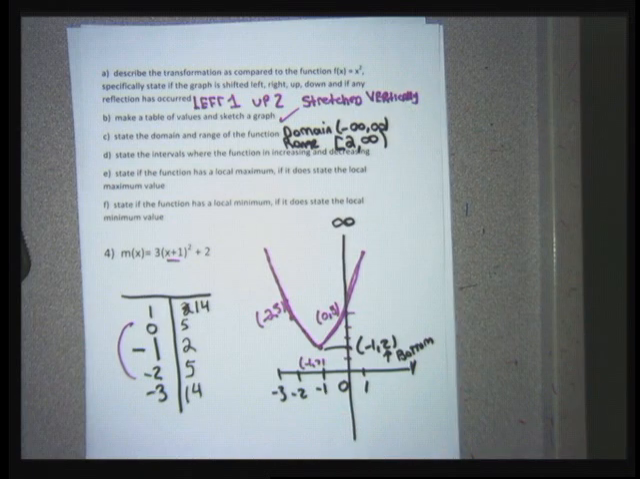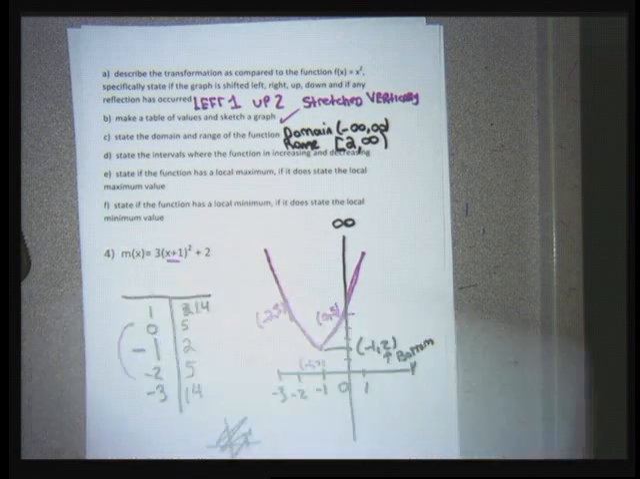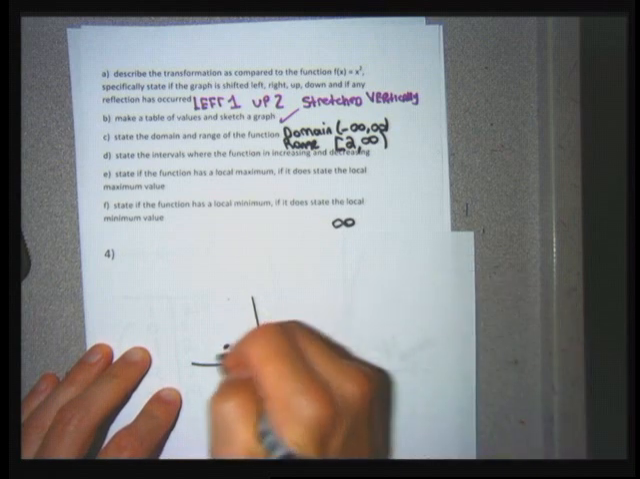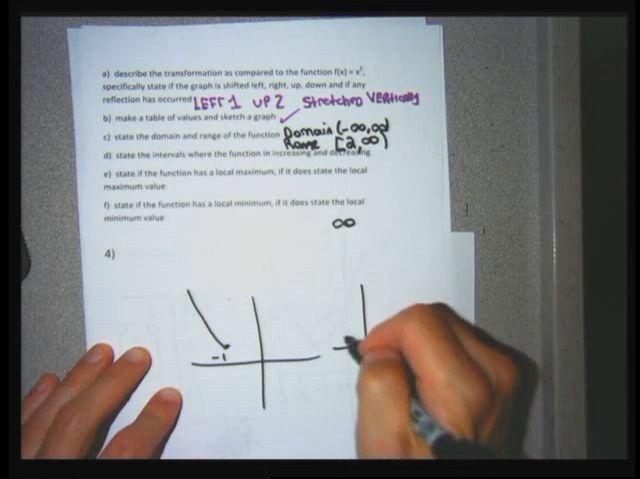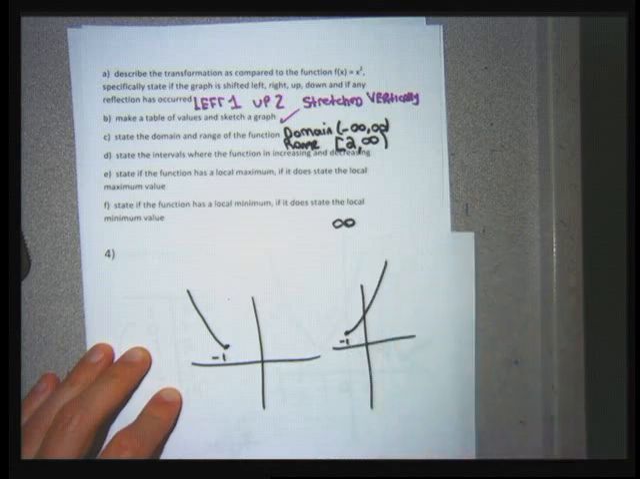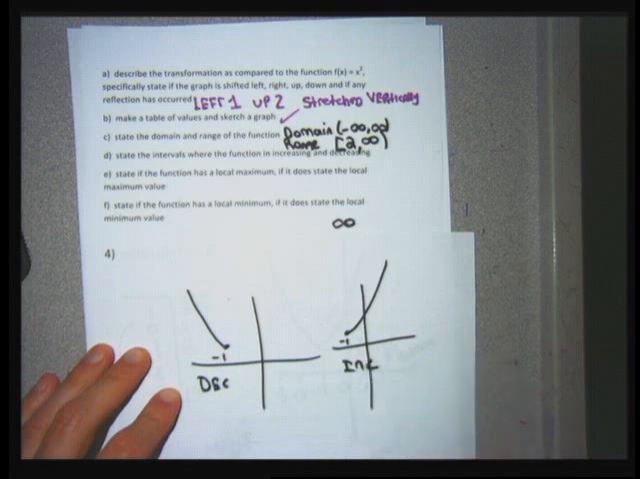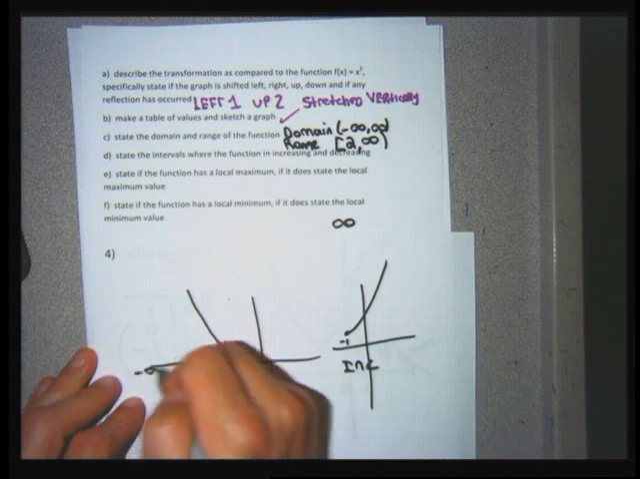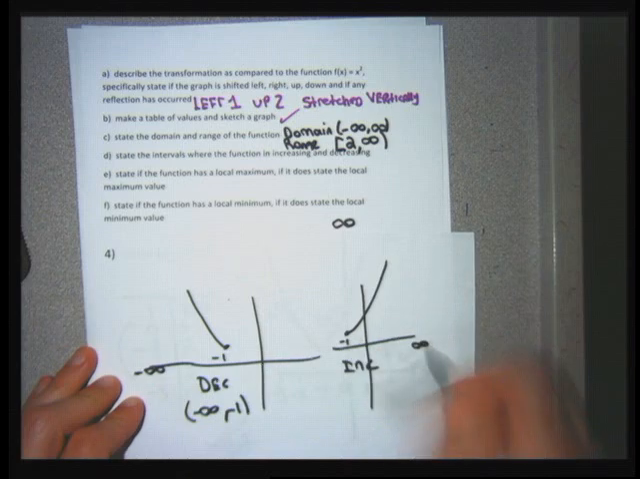For the increasing and decreasing, the increasing part of the graph, so at the point -1 comma 2, my vertex splits the graph between the increasing and decreasing intervals. The graph is decreasing to the left of the vertex. It's increasing to the right of the vertex. For the decreasing part, I must say that's from -infinity on the x-axis to -1 on the x-axis. And for the increasing, it's from -1 to positive infinity.